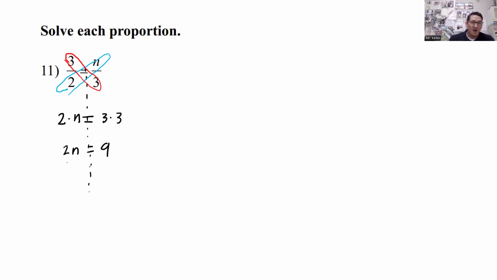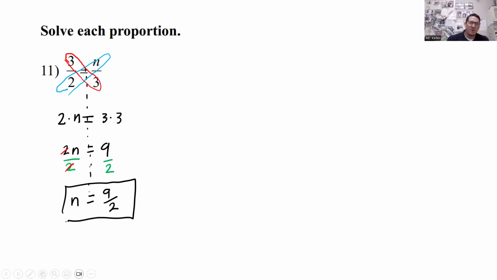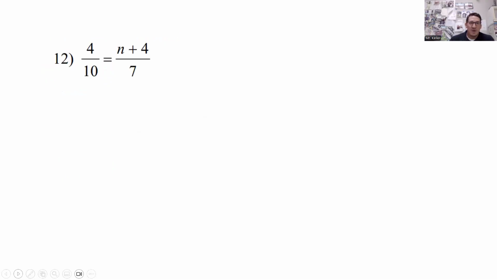I'm going to finish solving, get n by itself. Opposite of multiplying by 2 is dividing by 2. So times 2 divided by 2 cancels out. You get n is equal to 9 divided by 2. Since that is a fraction that does not reduce, just leave it as 9 over 2. That is fine. It does equal 4.5, but we don't need to put it in decimal. Just leave it as an improper fraction.